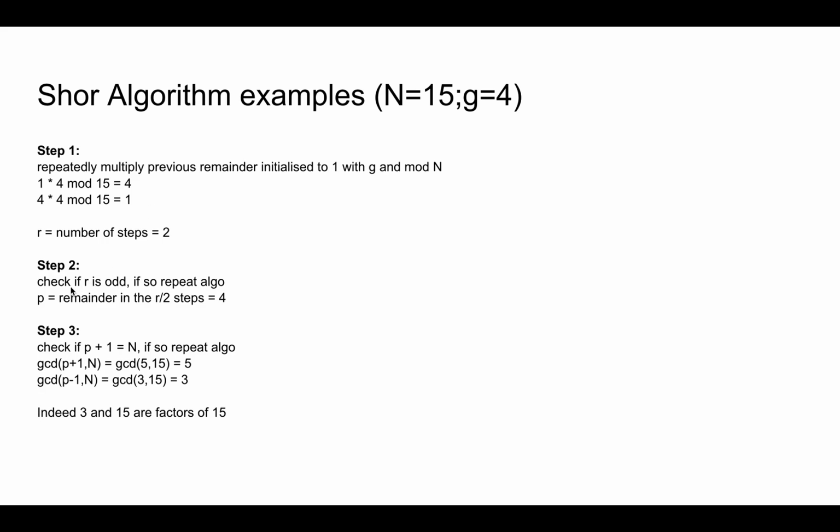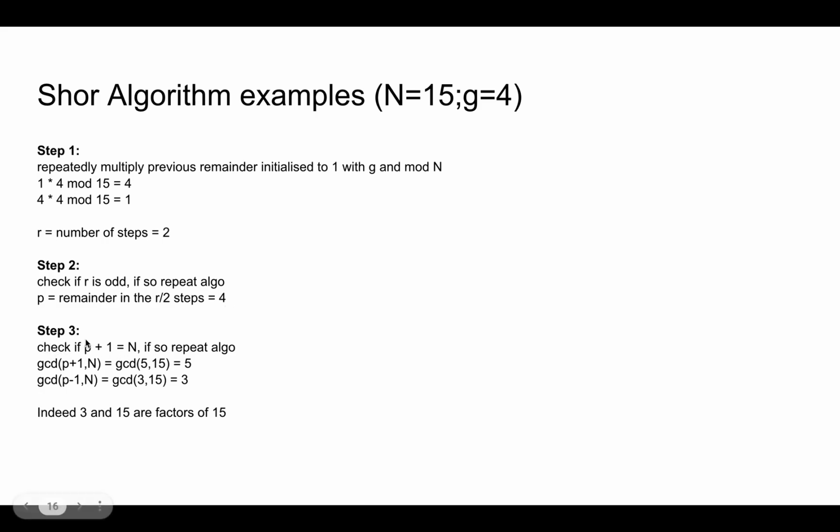Now p is the remainder in the r over 2 steps. Recall that r is 2, so the remainder in the first step is just 4. As you can see, for classical computers you may need to keep on repeating this algorithm again and again, which can make it slow.